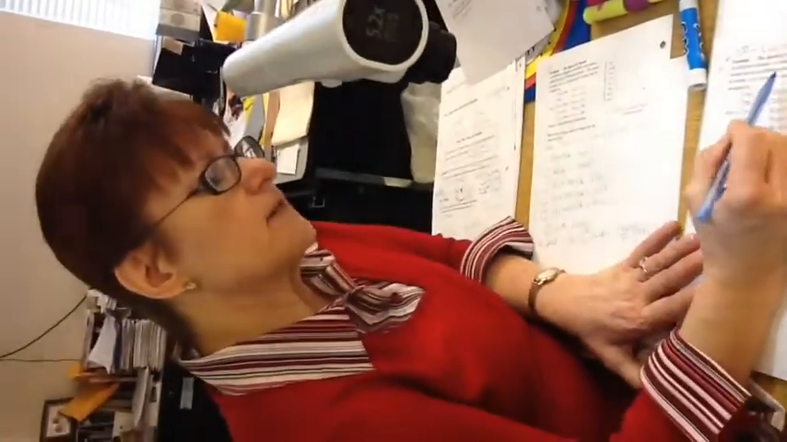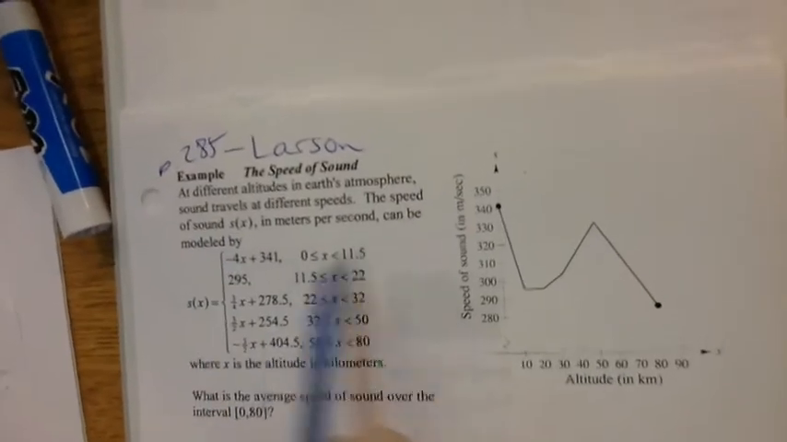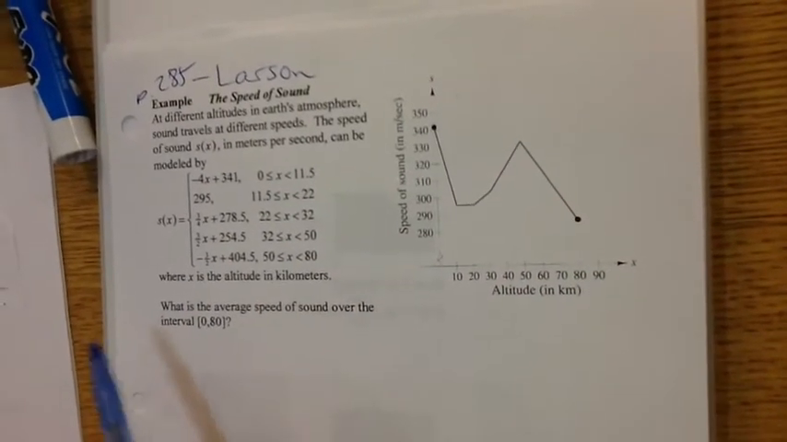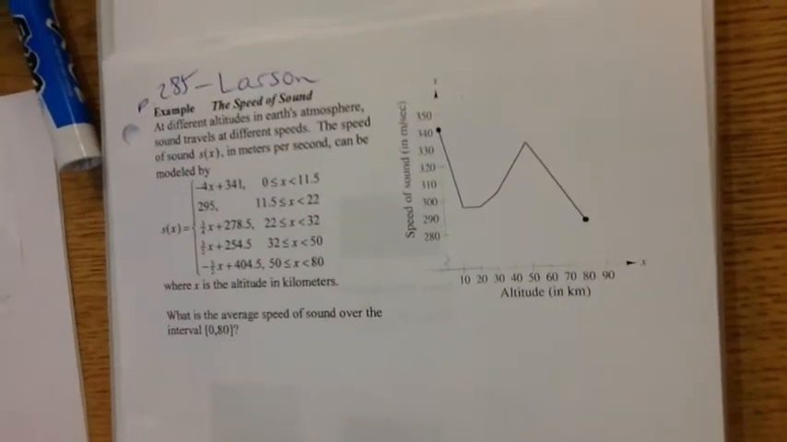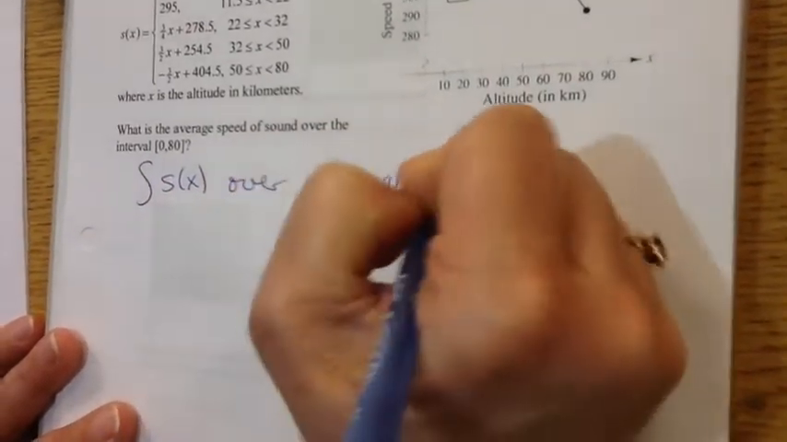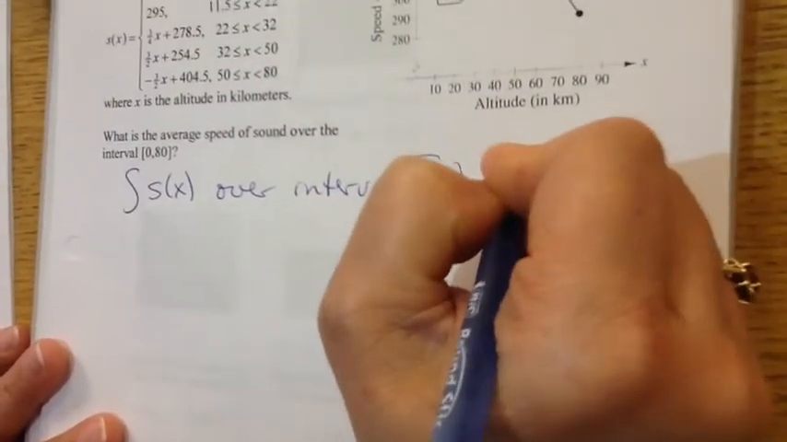All right, at different altitudes in Earth's atmosphere, sound travels at different speeds. Do you guys remember hearing that? The speed of sound in meters can be written, and basically they have an equation for this one, and for this one. These are all piecewise functions. And it says, what is the average value of the speed of sound over that interval? So you're going to begin over the interval from 0 to 80.